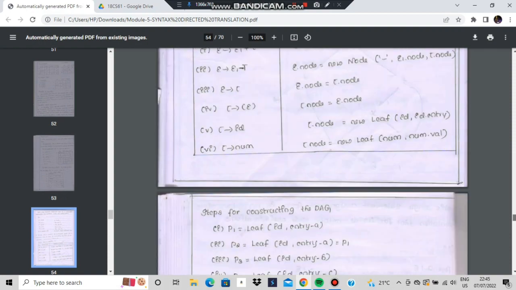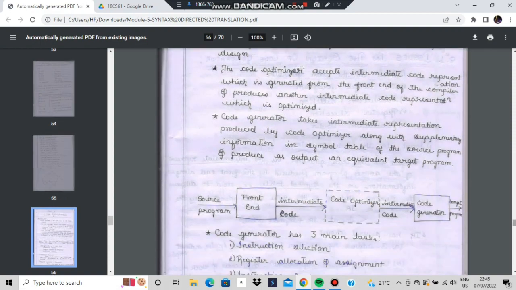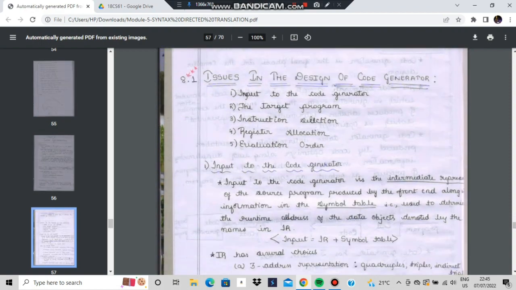Here are a few more questions; you can practice these questions. Coming to the issues in code generation, these are the 5 topics: ITIRE. I for input, T for target, I for instruction, R for register, and E for evaluation. If you go through those topics, you'll get to know what it is. I'm not discussing the issues in the design of the code generator. It's a very simple one, and you can easily remember it.